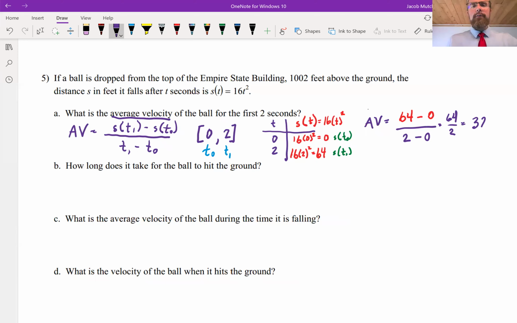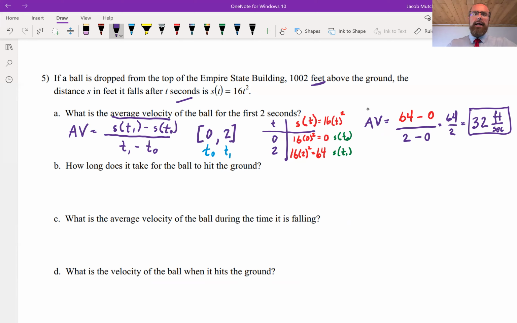We need to be careful to include units since this is a situation. So we are talking about velocity, and that would be feet per second. I can see the feet here, and the seconds are defined for our variable t. And we'll box that. So the average velocity between time 0 and time 2 seconds is 32 feet per second.